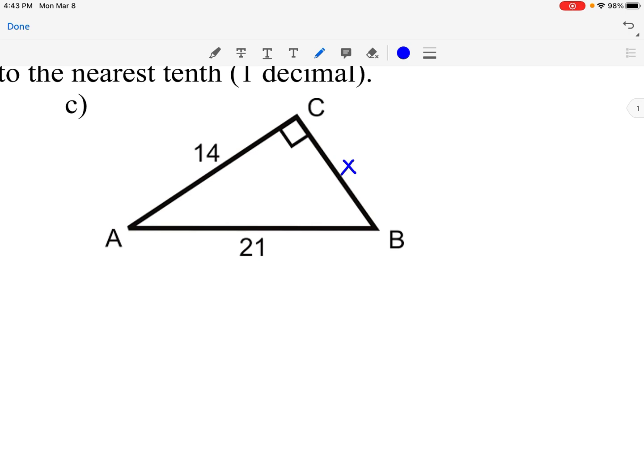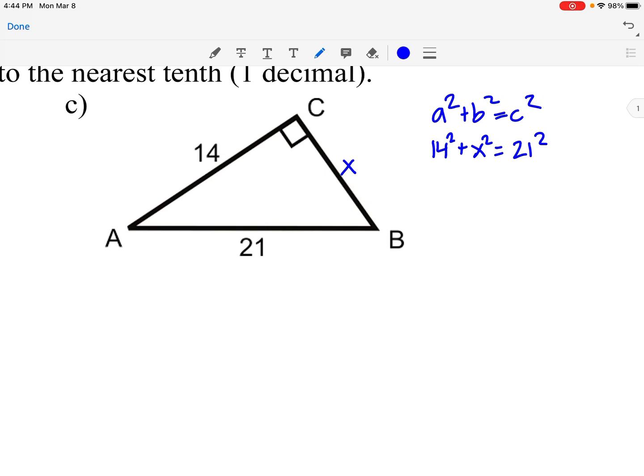I don't know any of my angles, so since I don't need an angle, I'm going to use my Pythagorean theorem: a squared plus b squared equals c squared. Then I'll fill in 14 here, I'll fill in x here, and 21 is the hypotenuse, so I have to put it for c.